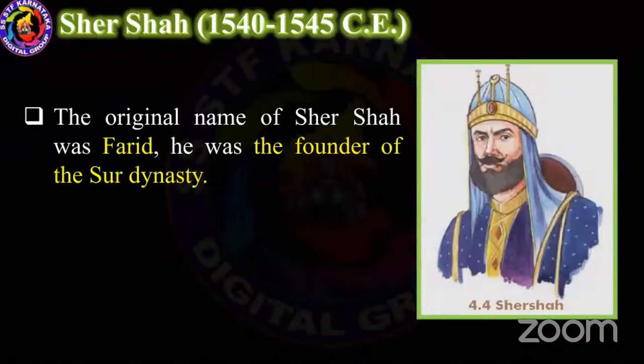Now come to the point here. The original name of Sher Shah Suri was Farid. He was the founder of the Suri dynasty. He laid the foundation for the Suri dynasty by defeating Humayun and capturing the Mughal Empire in the year 1540.